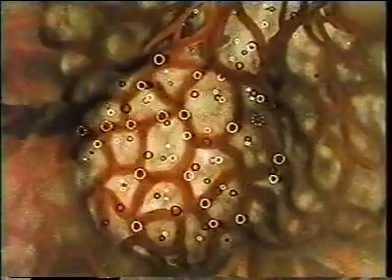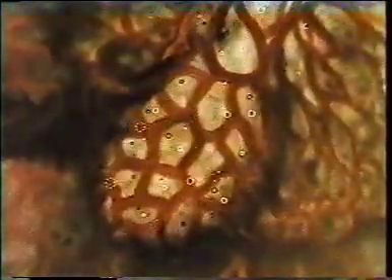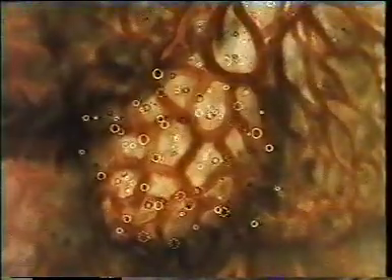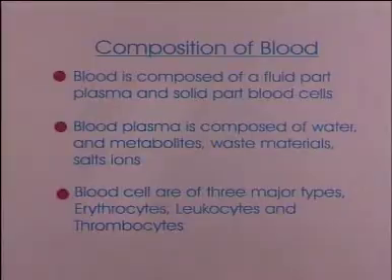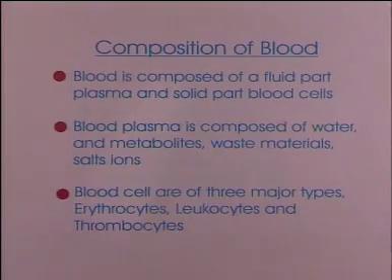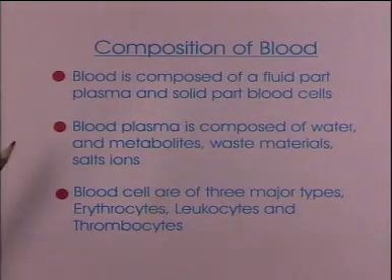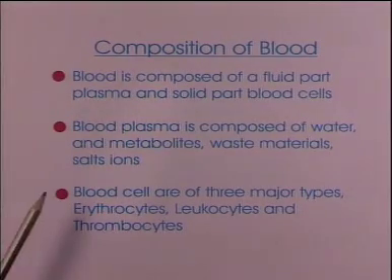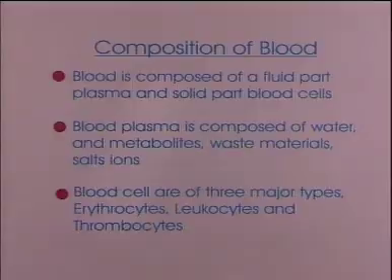They are of microscopic size and have very thin walls through which materials can be exchanged. Dear students, now let's summarize the program. The composition of blood. Blood is composed of a fluid part, plasma, and a solid part, blood cells. Blood plasma is composed of water and metabolites, waste materials, and salt ions. Blood cells are of 3 major types: erythrocytes, leukocytes, and thrombocytes.